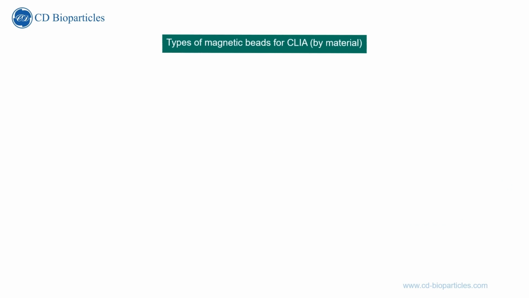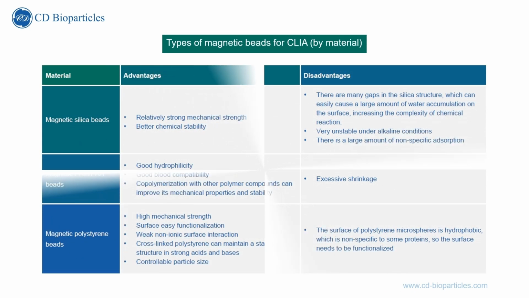When it comes to choosing the right magnetic beads for your CLIA, the material plays a crucial role. Let's break down the pros and cons of a few common types. Magnetic silica beads. These are quite sturdy and chemically stable. However, they can absorb a lot of water, making reactions more complex. Plus, they don't do well in alkaline conditions.